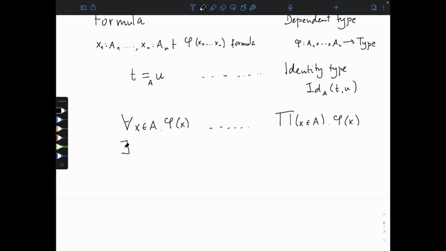And exists is going to be sum. This is the traditional propositions as types correspondence, which has been very, very fruitful in theoretical computer science in developing various kinds of logics, because this gets extended in various ways. For instance, you can ask, what if the logic is classical? Can I still do it?